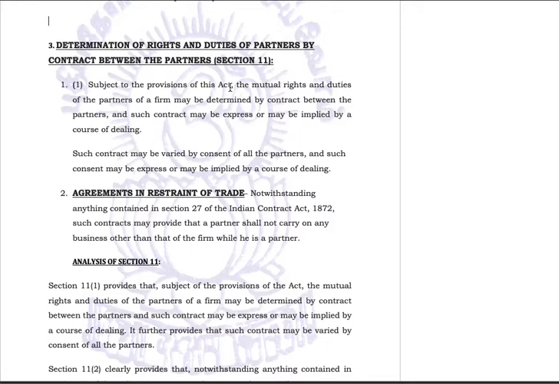The mutual rights, mutual meaning inter se, between partners, and duties of partners of a firm may be determined by contract between the partners, and such contract may be expressed or may be implied by a course of dealing. So this kind of contract may be expressed as well as implied because there is no requirement of writing at all. Even for setting up a partnership, you can set up a partnership through an oral or implied or conduct agreement.